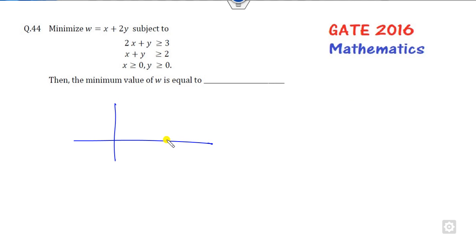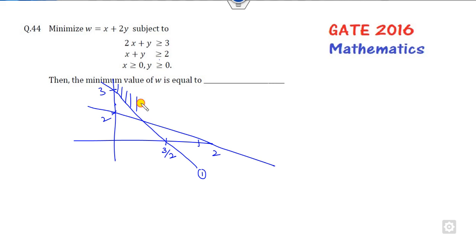That's a very simple task for you. There's 3 by 2, y is equal to 3. This is line number 1. For this it's 2 and 2. So this is my 2 and 2. The common area is for the greater than sign, and what is the coordinate of this? You can solve them, you can subtract them. It clearly says that 1 comma 1 is the right answer. The corner points are 0 comma 3, 1 comma 1 and 2 comma 0.